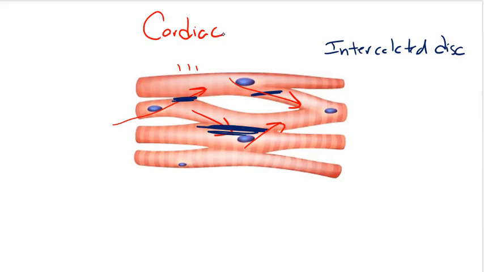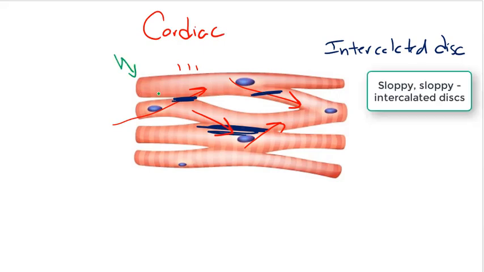In other words, if an electrical stimulus reaches this top cell here, the current will quickly move through all other cells in the area due to these discs and the branching. And this allows the heart to beat uniformly. Okay, that is, all of the cells contract at the same time.